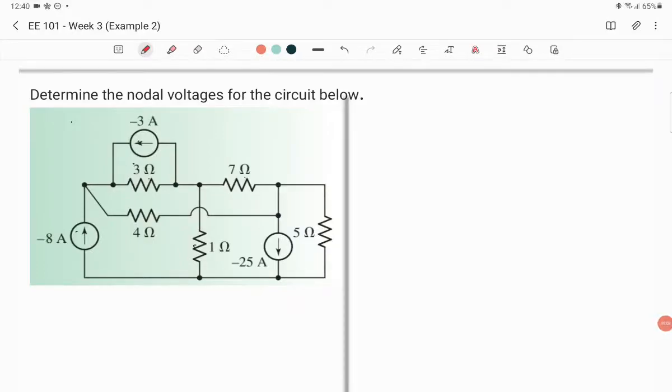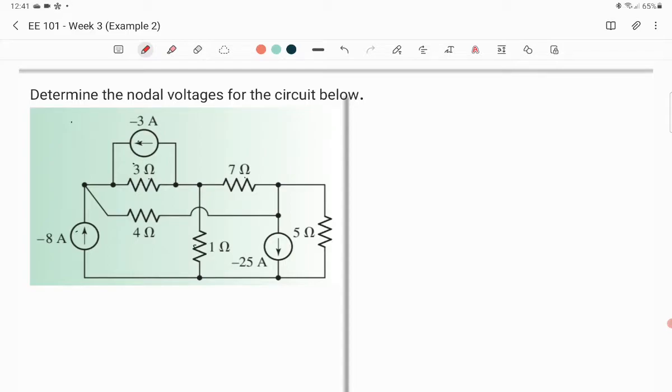Hi guys, it's Jason here again, and in this video we will try to solve another problem using nodal analysis in a circuit. In the previous example, we solved a circuit with two unknowns and we needed two equations to solve them. In this example, we will level up the number of unknowns. There will be three unknowns in this example, and with that, we will need three equations to solve them.